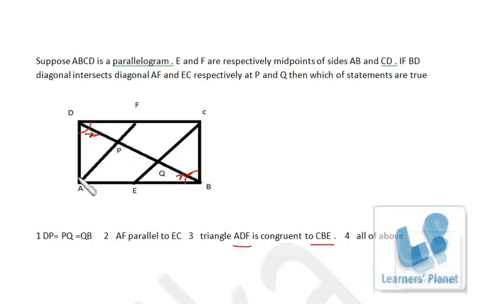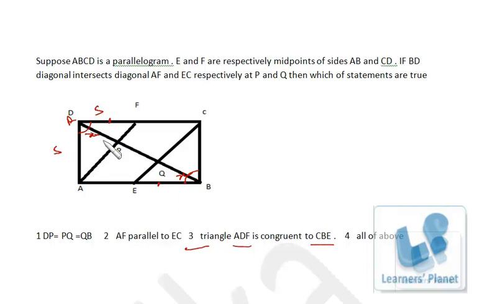After that, this side is equal to this side because opposite sides in a parallelogram are equal. Similarly, CD is equal to AB, which means half of CD, that is DF, and half of AB, that is EB, are equal. So this side is equal to this side, and this angle is equal, so that is SAS congruence. That means triangle ADF is congruent to triangle CBE. This much is true in any case.